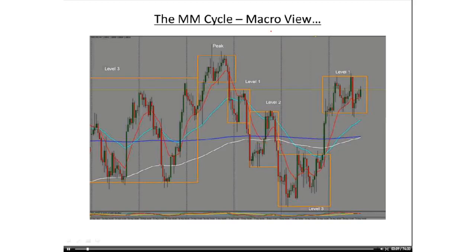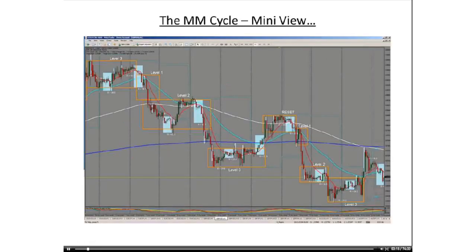So we already know the macro view. This is the mini view. Okay, as you can see, it drops, drop, drop, drop. It sets the little anchor. It comes up 1 level. It does the reset, and then it drops, drop, drop. Usually level 1 is where your challenges are, always.